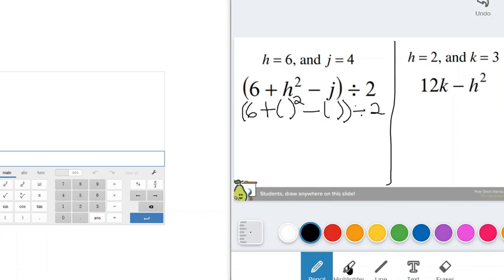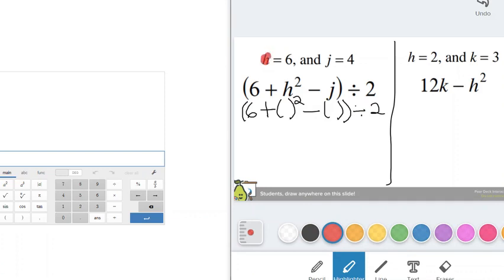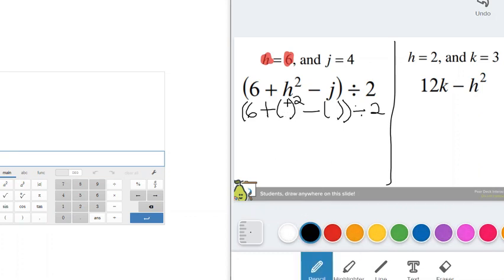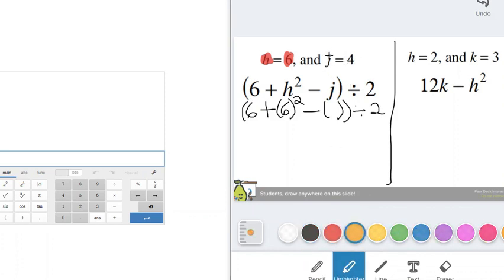Now I'm going to do my replacement values. I'm going to color code it so you see that h is equal to 6. There's an h here. So that is going to be a number 6 right here. And then j is equal to 4. So if j is 4 and I see a j here, I'm going to write a number 4 there.